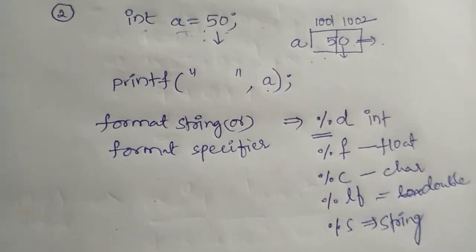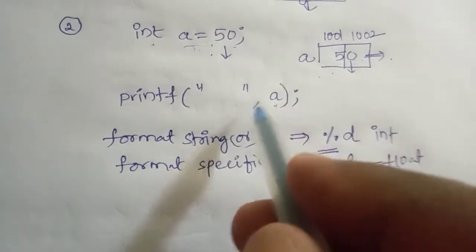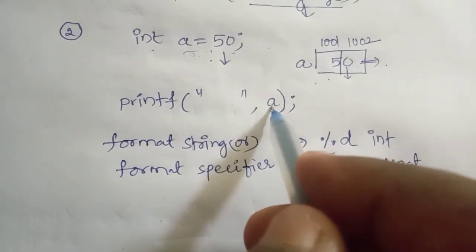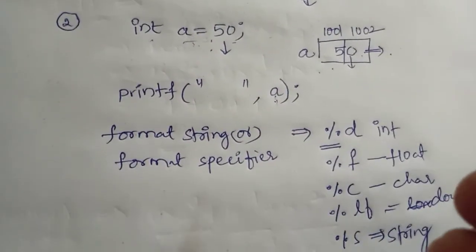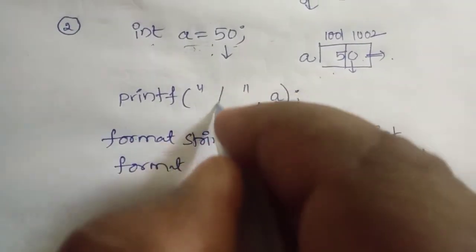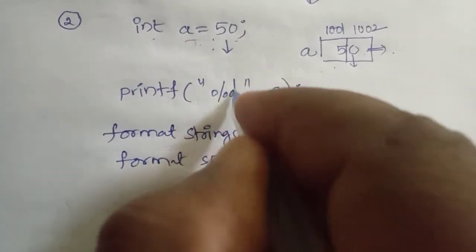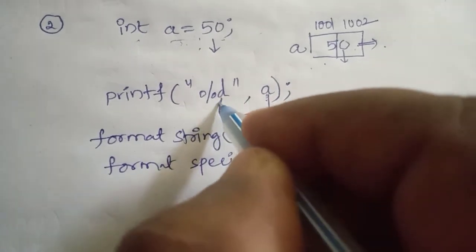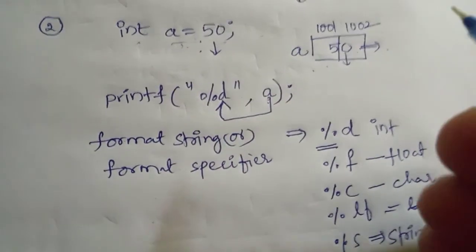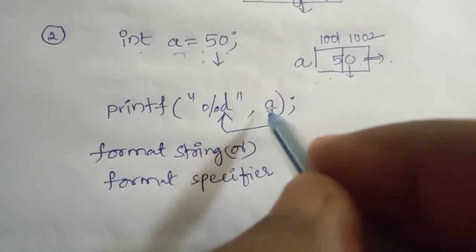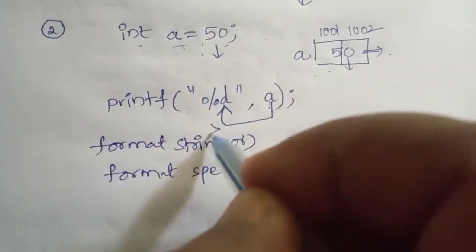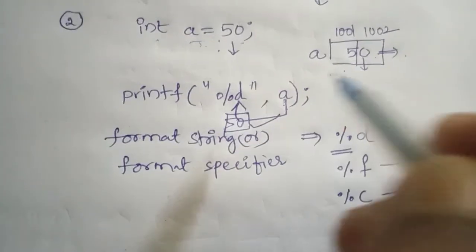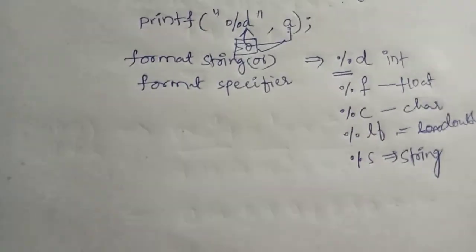Now here a is the variable name. I have to print this value in the form of integer, so you have to use %d. The value present in this variable is printed in the place of %d. That means how much value will be printed? Here, in double quotes, the value 50 will be printed. Like this you have to use printf.